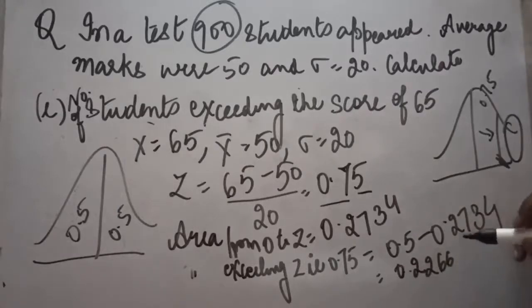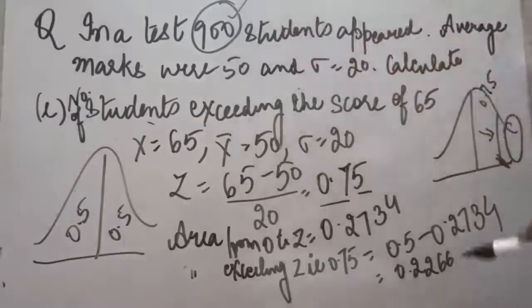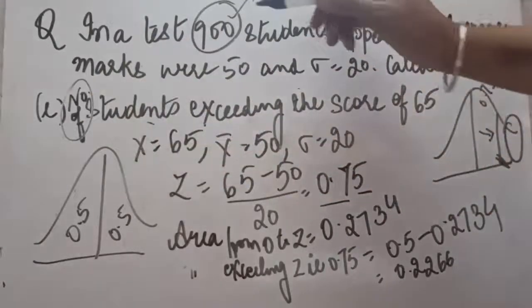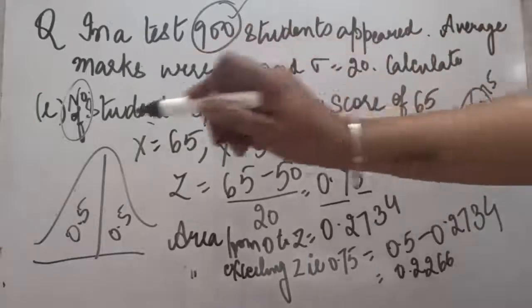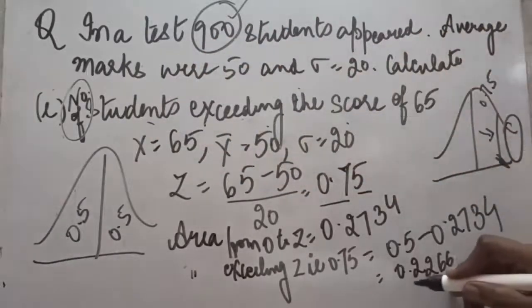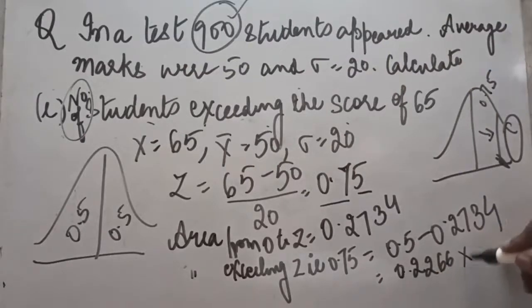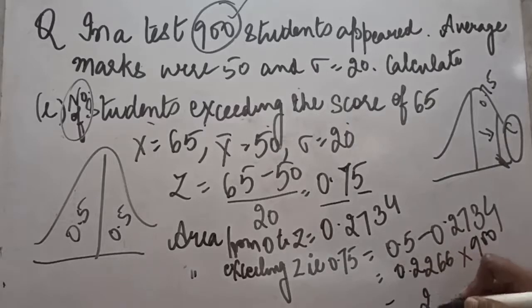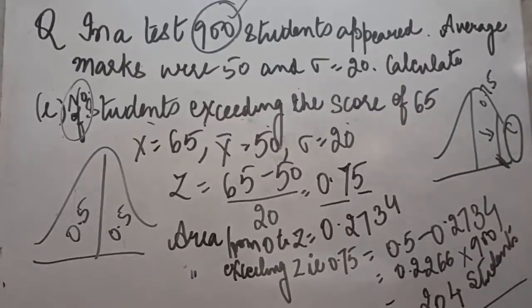As I told you earlier also, if a number is given in the question, you have to multiply your answer with n. As here also a number has been asked, you will write this full line. Number of students exceeding the score of 65 is equal to 0.2266 into 900. That is going to give you the students who have exceeded the score of 65. So this comes out to be 203.9, so we can take it as 204 students.